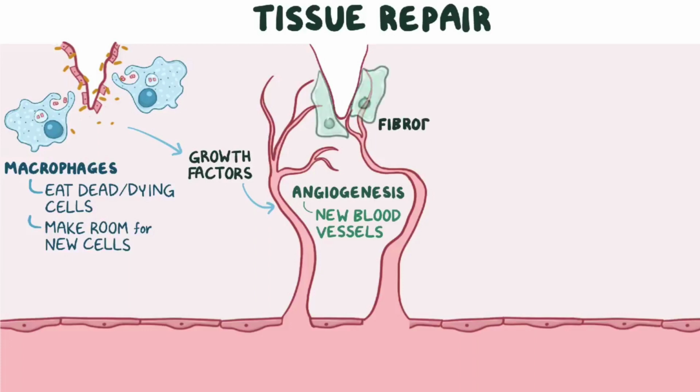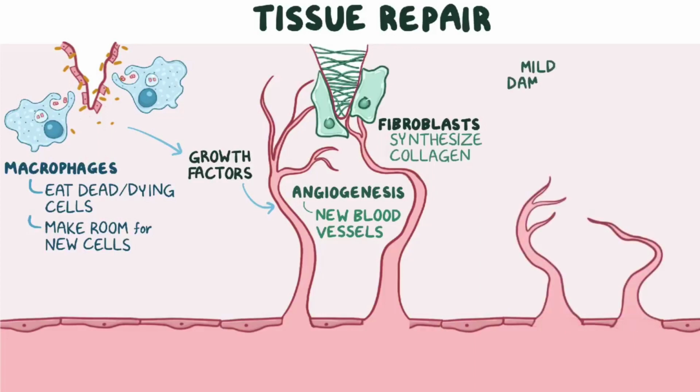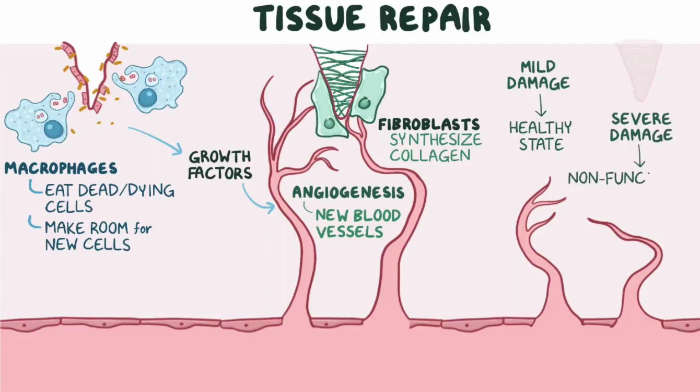Finally, there are fibroblasts, which come into the area of inflammation and synthesize collagen to help with wound healing. Overall, if there's only mild damage, then the tissue regenerates back to its normal healthy state. But if there's severe damage, then the damaged cells get replaced by a non-functional fibrous scar.